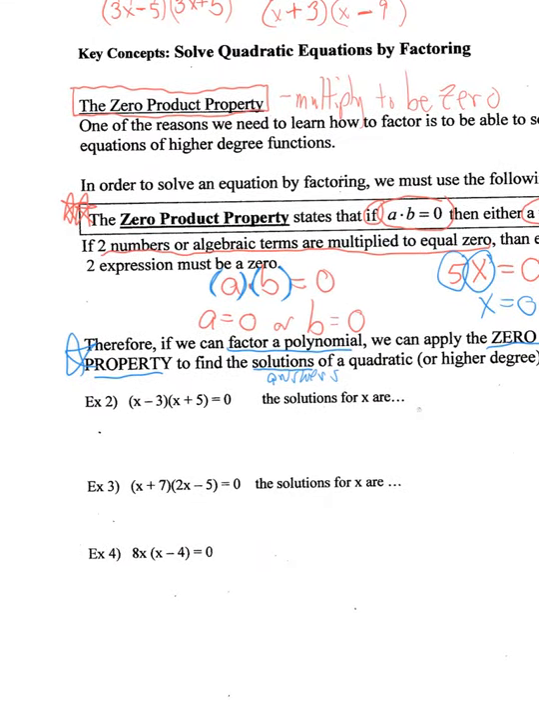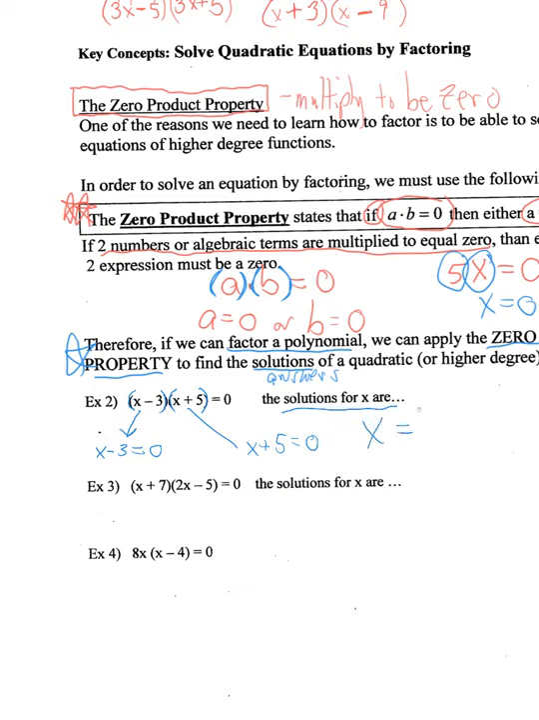Actually, it's an equation. I've got two things. One of them is x minus 3, and the other one is x plus 5, and they are multiplying together to be equal to 0. The rule says either the first one is 0 or the second one is 0. And what we like to do is give all the possibilities for x.